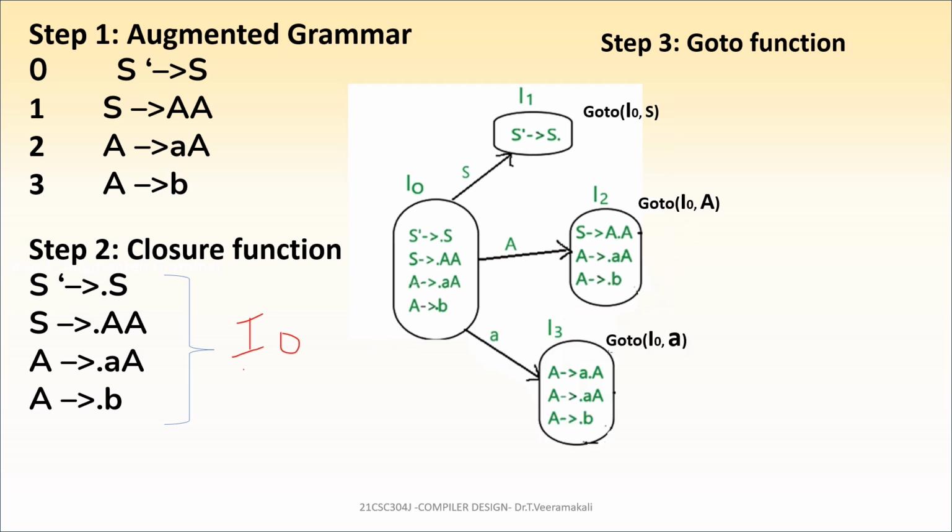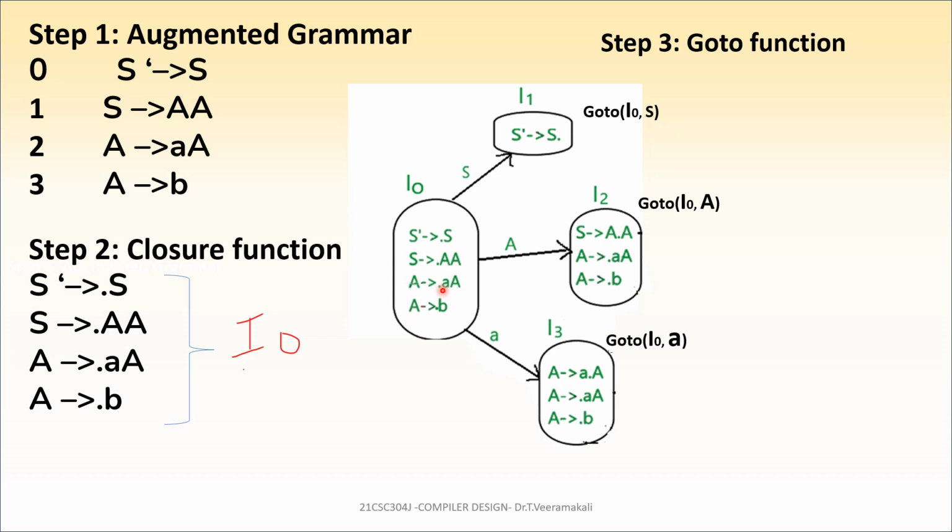And then next we need to find the goto function for small a. If you move this dot one step right, you will get the result as small a dot capital A. After this dot you have a capital A. What you have to do is check in the current state whether any production rule exists for this capital A. Yes, we have two production rules.